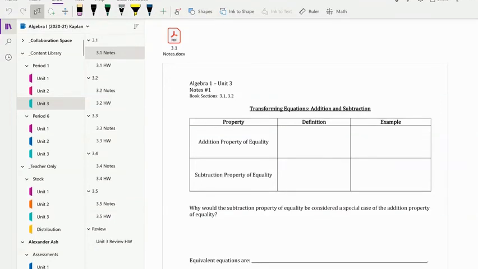Well, hello everybody, and welcome to the beginning of Chapter 3. While some of you are taking your test, others of you will be watching these notes here in video form, hopefully. Today we're going to start with 3.1. We're talking about the basic properties that allow us to work with equations. We're going to start solving some stuff here.